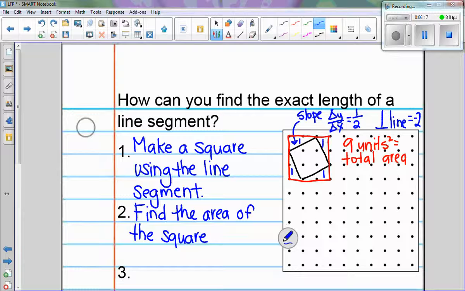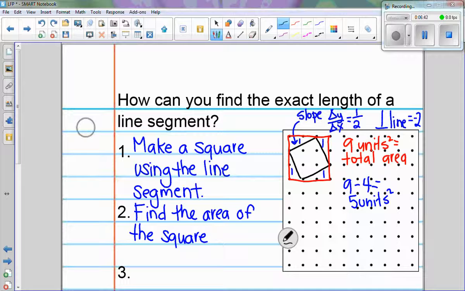We're just going to subtract each of those triangles on the side. So we have 9, which was the total area, minus 4, which is the area of each of the triangles, which is going to give us 5 units squared. So our total area of just the square we're looking at is going to be 5 units squared.